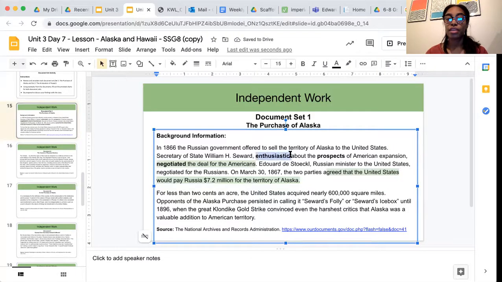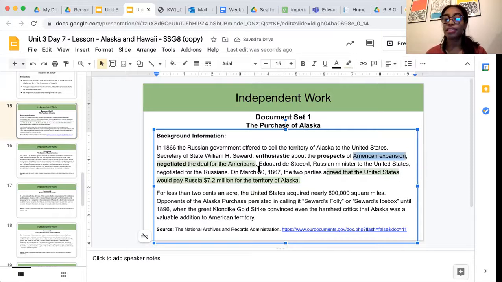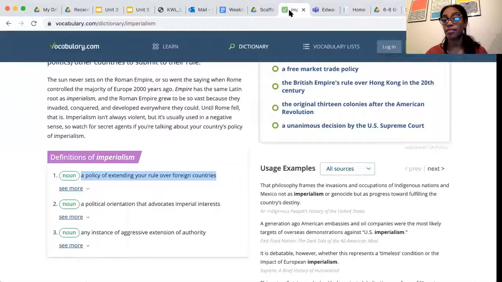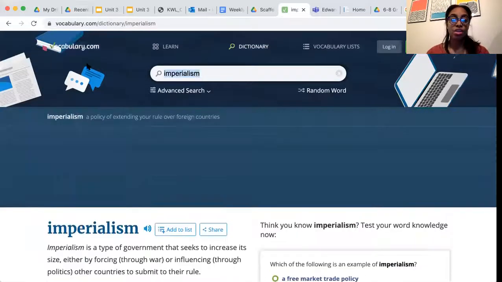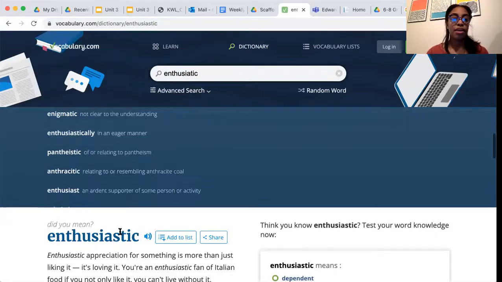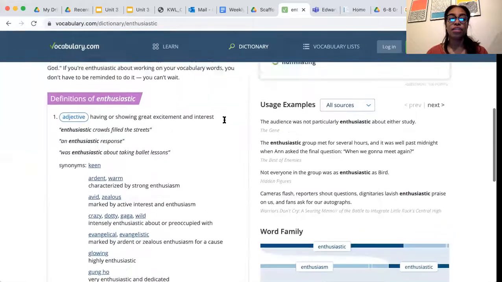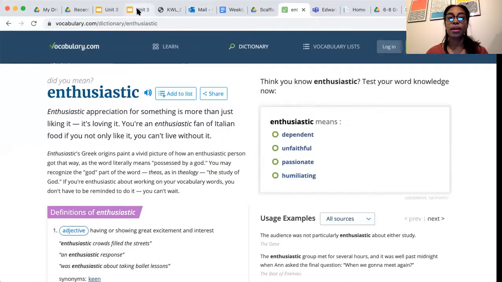So let's see what enthusiastic means. So William H. Seward was enthusiastic about the prospects of American expansion. So was he in favor or against American expansion or imperialism? In favor, right? In favor based on the context. Very good. So enthusiastic means that maybe he was happy, right? According to what you guys are saying. So here, let's see what enthusiastic means on Vocabulary.com. The appreciation for something. You're loving it, right? You are loving it. So definitely a positive here.